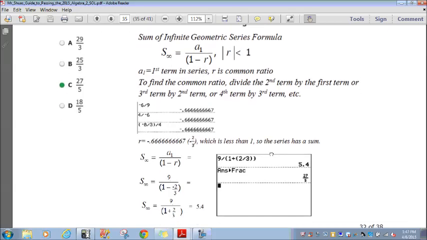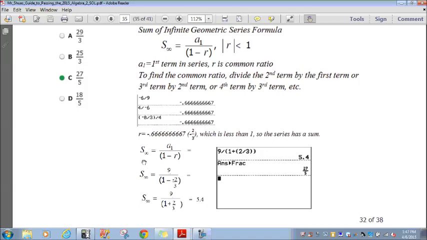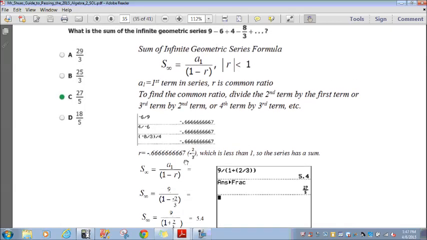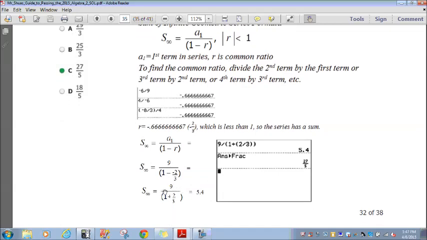So now let's apply the formula. The sum of the infinite series is equal to a sub 1 divided by 1 minus our ratio. So a sub 1, the first term in the series, is 9. So that's going to be 9 divided by 1 minus negative 2/3. So 9 divided by 1 minus negative 2/3 is basically 1 plus 2/3. So 9 divided by 1 plus 2/3. And I did this on the calculator here.